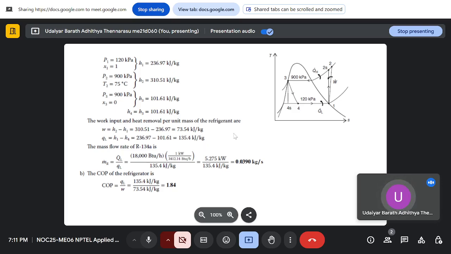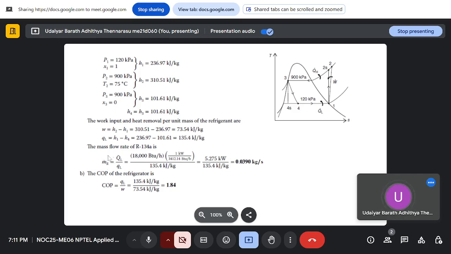So here COP is nothing but just like efficiency, but efficiency cannot be greater than 100%, or greater than 1. COP can be greater than 1, so that's why you call it coefficient of performance instead of efficiency. So COP is nothing but your cooling capacity, which is the heat taken by the evaporator, divided by the work which you are providing.